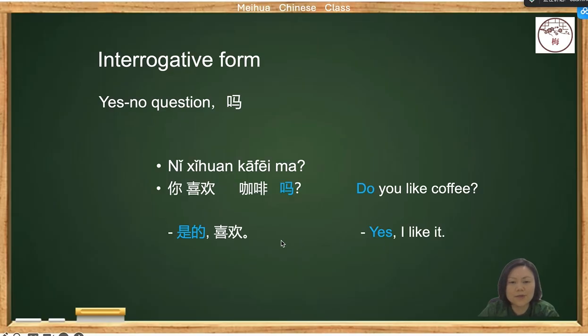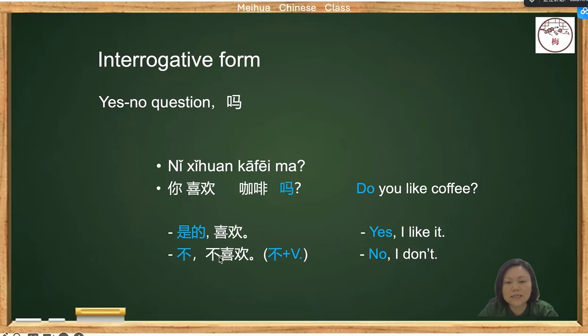But I would say in Chinese, we usually don't ignore the second part. We like to double confirm the result. So if the answer is no, I should say, in Chinese, 不喜欢, 不 plus a verb, right? 不喜欢.